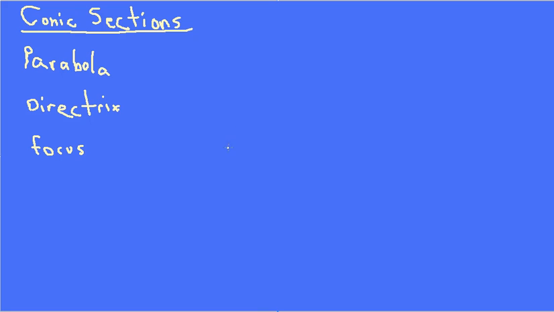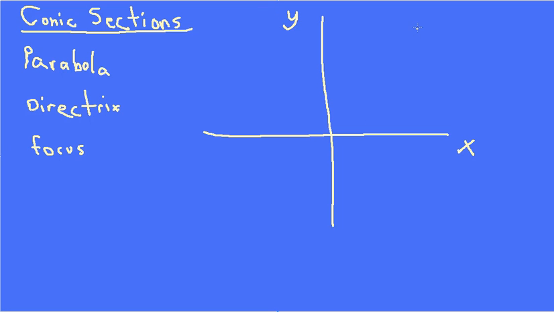Let's actually look at a parabola. Here, this is x, y, and let's look at a parabola with a vertex of 0, 0. The focus is going to be a certain distance from the center, and your directrix is going to be that same distance from the vertex to the directrix. We have to find that distance.